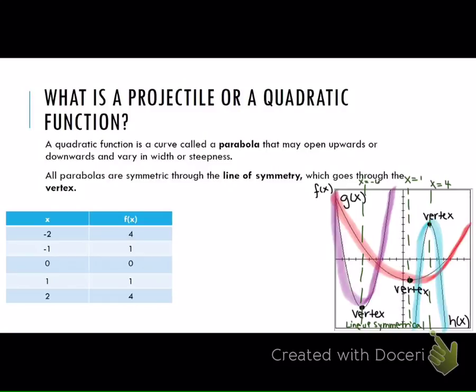Who can tell me where they think the vertex is in that table that is to the left there? Why do you think it's at 0, 0? It just happens to be the middle number. But why, mathematically, would that be the vertex? What do you guys notice is happening? Remember, symmetrical, meaning it's doing the same thing.